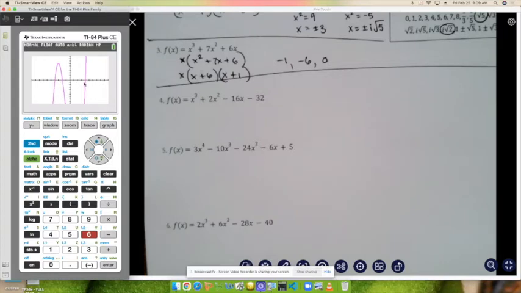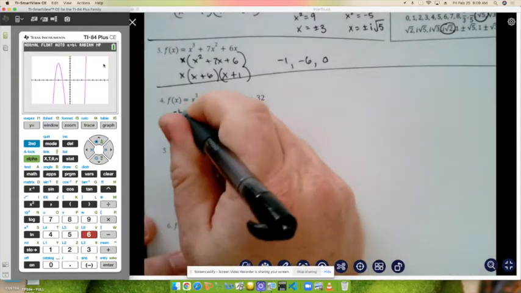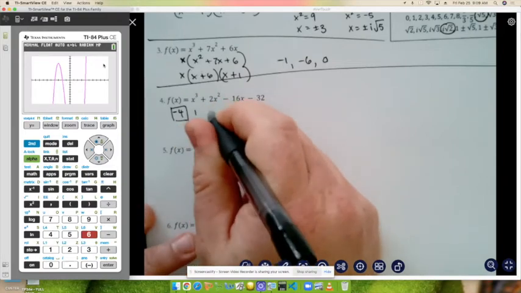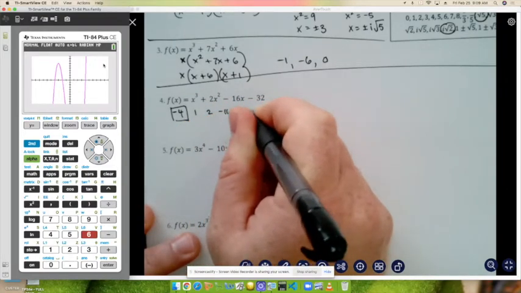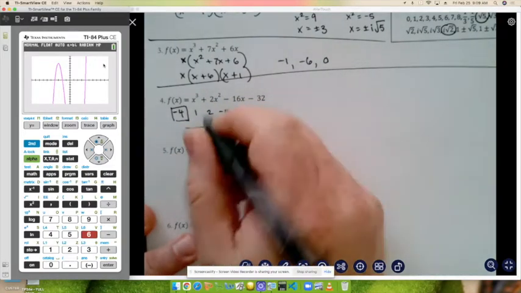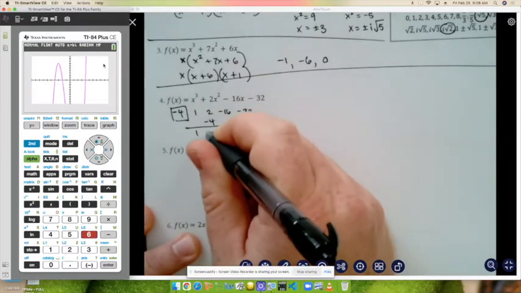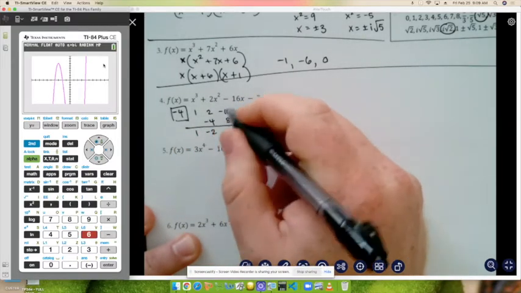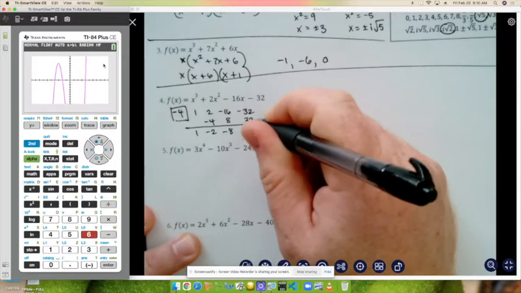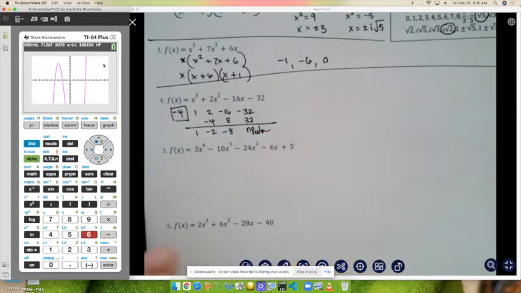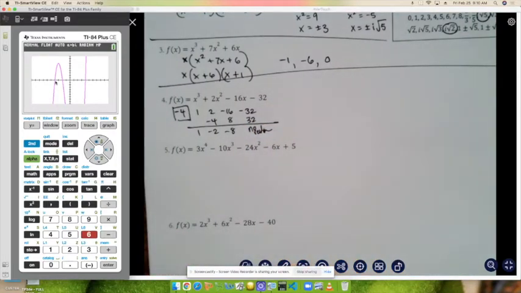That's great. And it looks like they're going to be, let's see, can I even pick out what those numbers are? It looks like one of the solutions is going to be negative 4. So let's put negative 4 in the box and do the synthetic division thing. All right, and I end up with no remainder on the end. So negative 4 is definitely one of my solutions. I need to find the other two.